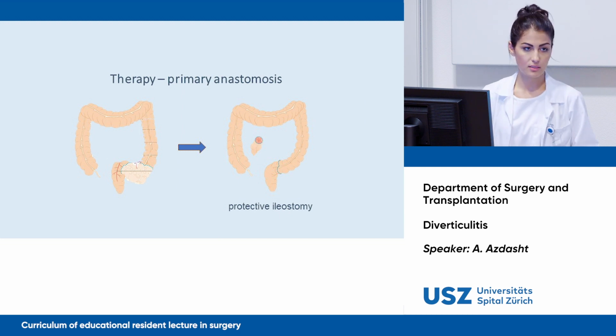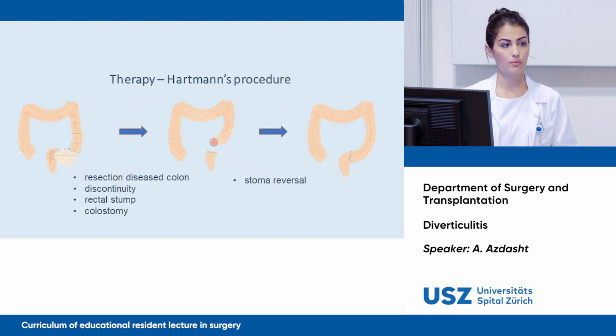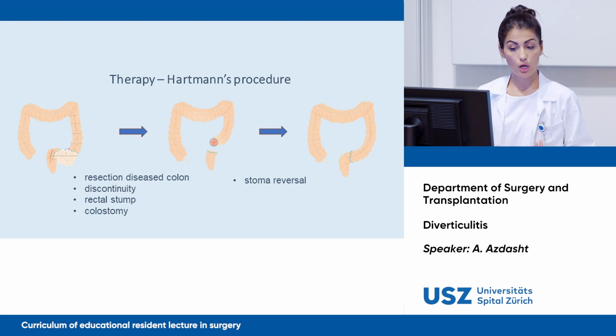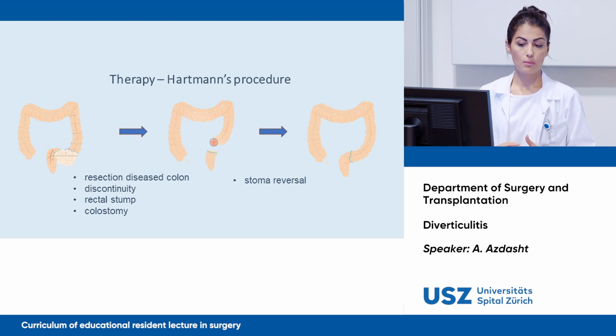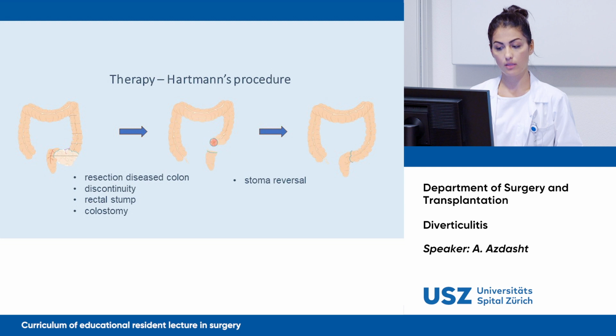So there are different kinds of surgery strategies. First of all, we can do a resection of the diseased colon and do a primary anastomosis with a protective ileostomy. On the other hand, we have the Hartmann's procedure. Here we also do a resection of the diseased colon, but here we create a discontinuity. Why? Because first of all, we have a rectal stump, and on the other hand, we have a colostomy. After more or less 6 months, you can decide whether you do a stoma reversal or not.